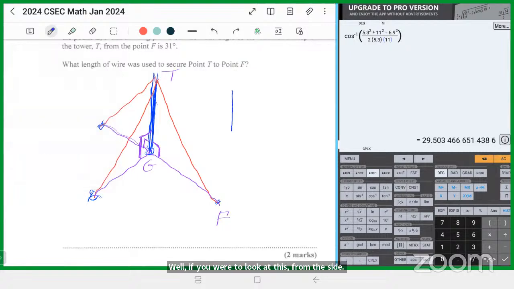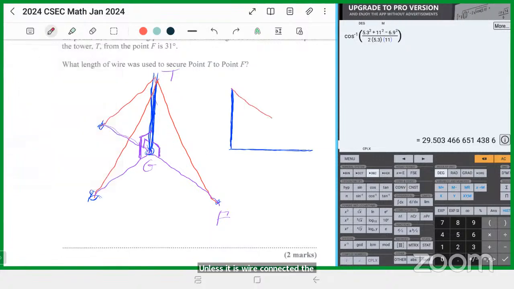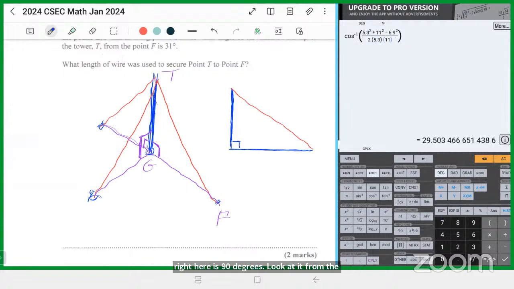Now, if you look at this from the side, you will see the vertical pole. You see this GF on the ground, and you see this wire connecting the top of the pole to the ground. And right here is 90 degrees. Look at it from the side. So this is called the elevation view. This is G, this is the T, and this is the F.